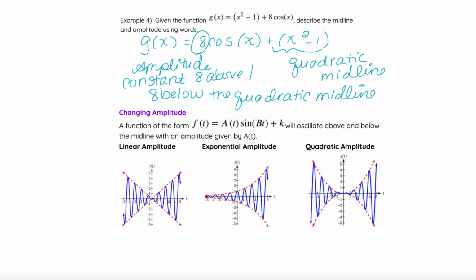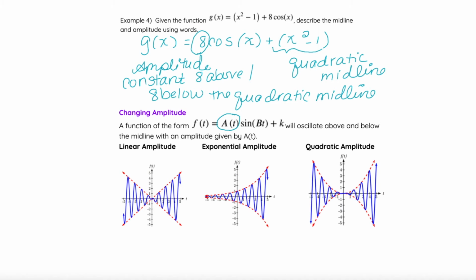But we don't always want to change our midline. What if we want to change the amplitude? So notice the pictures. I've got a linear amplitude, an exponential amplitude, and a quadratic amplitude. These are pretty interesting in and of themselves. So if I have the amplitude that's changing, I'm now going to put a function as my amplitude. So my function of my amplitude comes first, and it will oscillate above and below the midline with a specific amplitude itself.